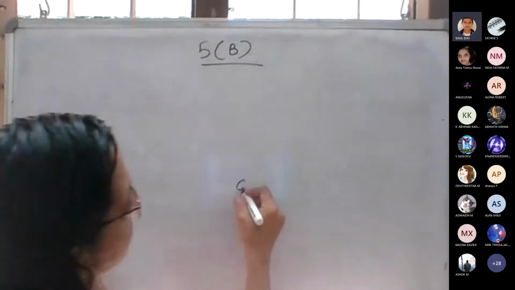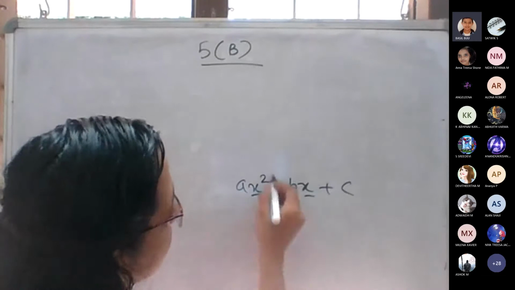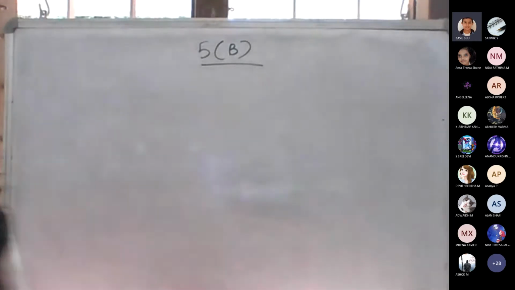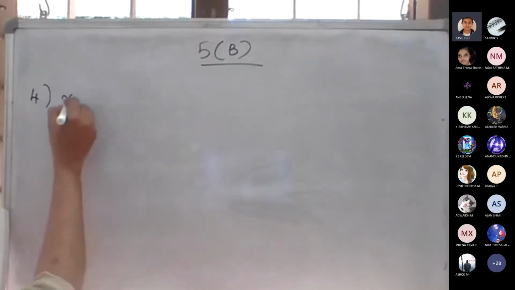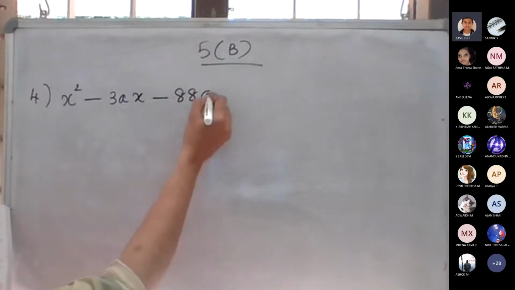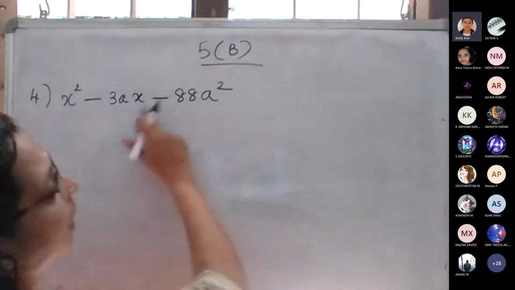We are used to the quadratic equation ax square plus bx plus c, with the x. We are used to x only, we are not used to a square or a. So next, look at question number 4: x square minus 3ax minus 88a square. So how can we do this? Fourth question: x square minus 3ax minus 88a square. So x square term, x term, and without x.